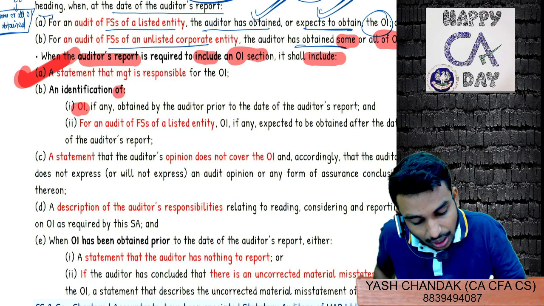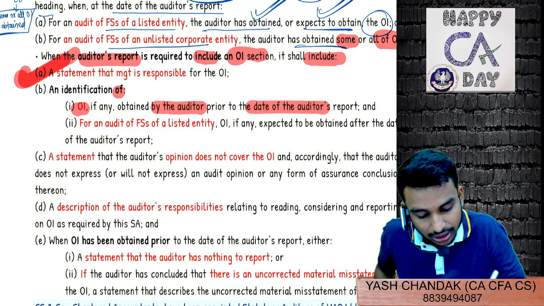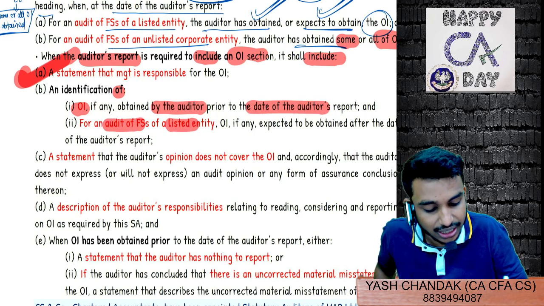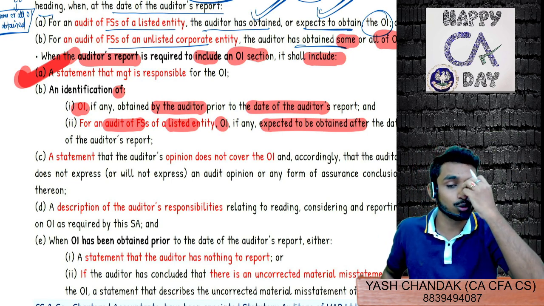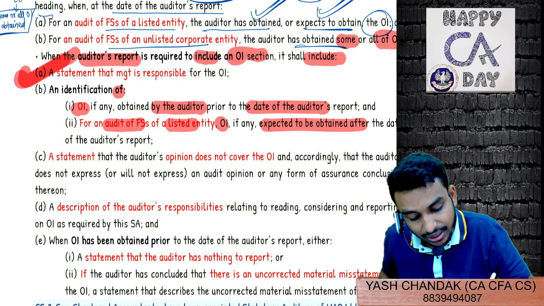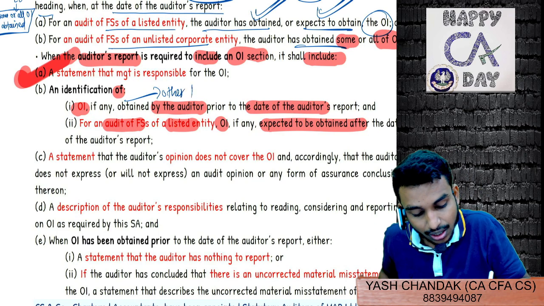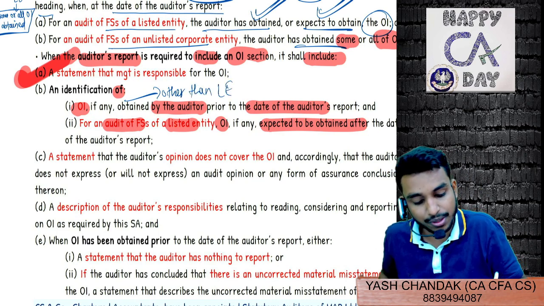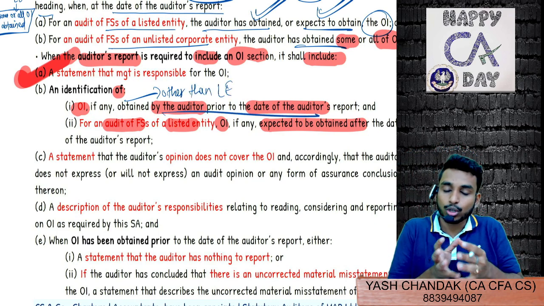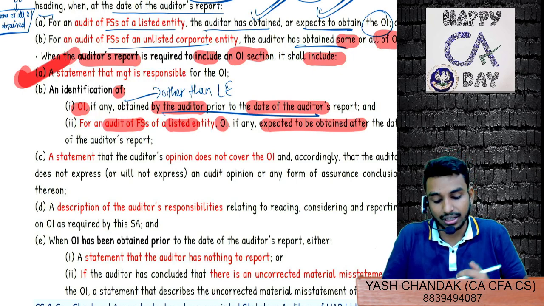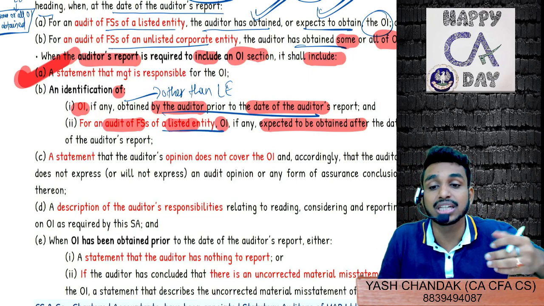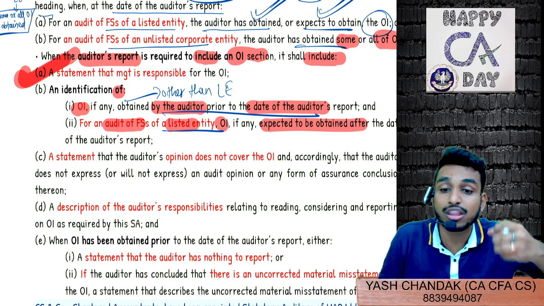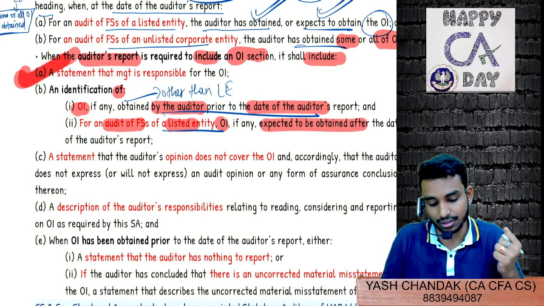Identification of OI obtained by the auditor prior to the date of auditor's report, and for an audit of FS of listed entity, OI if you expect to obtain even after the date of auditor's report. So this is for other than listed entity. Other than listed entity, you will have to specify that till the date of auditor's report, these are other informations that we have obtained. And in the case of listed entity, you will have to also specifically mention what other information you expect to obtain after the date of auditor's report.